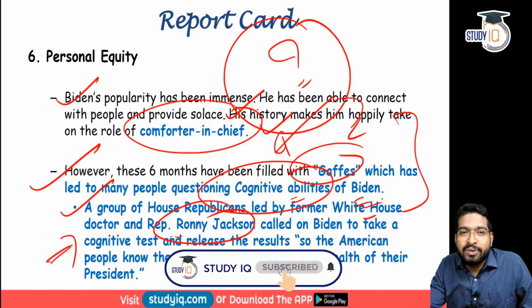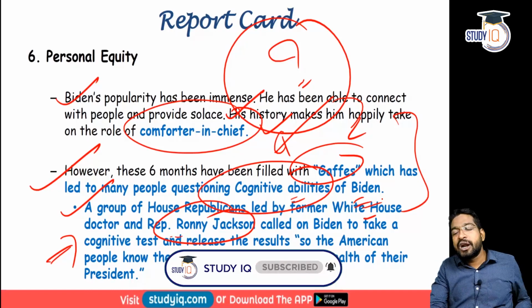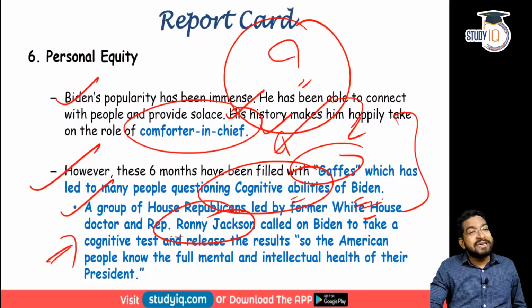Let's wait and watch for some time again, and we'll meet again with a report card of Joe Biden on his first year of presidency.